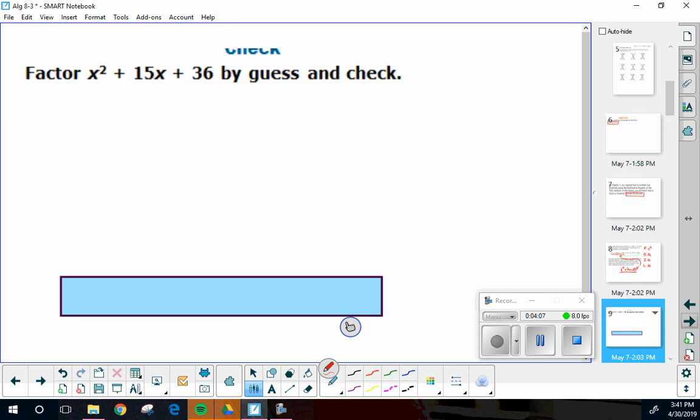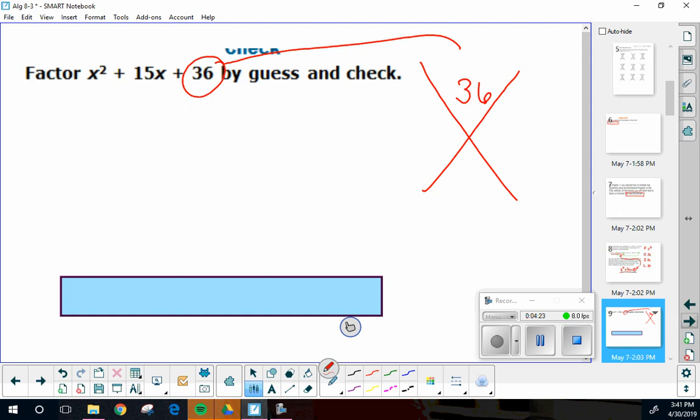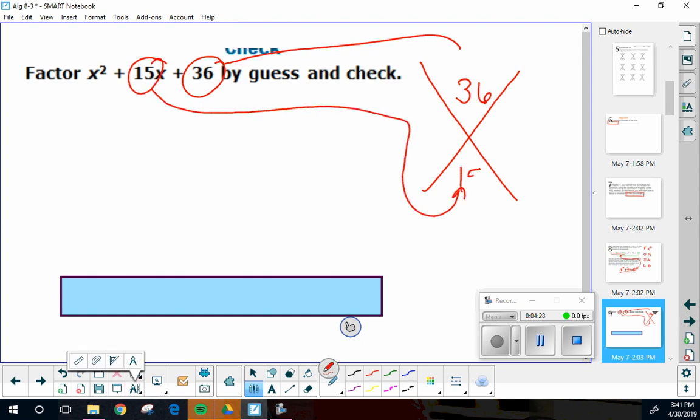And so the first thing we're going to do, we're not going to do these by guess and check because there's a way better way to do it. We're going to make our same little puzzle that we just learned how to solve. We're going to put this number right here, and this number right here. And we're going to think of two numbers that when we multiply them together, we get 36, and when we add them together, we get 15, and those numbers are 12 and 3.